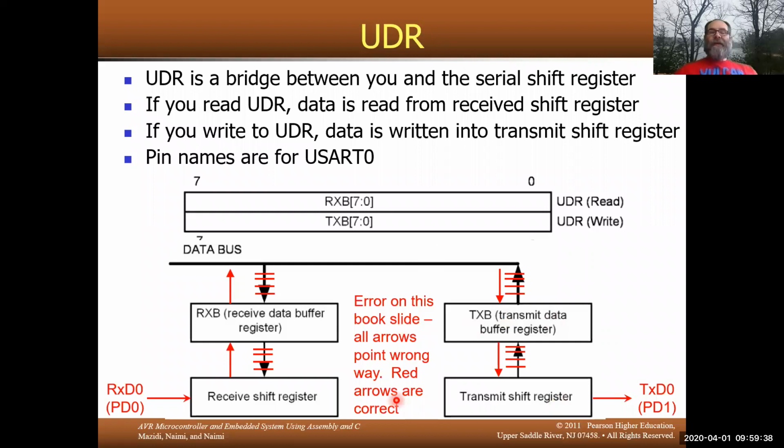It is up to you as the programmer to look at some flags, or interrupts can be used as well, to see if there is a character in this transmit buffer before you write the next character into the transmit buffer. Okay. You can put characters into this transmit register much, much faster than you can transmit it. That's the bottom line.